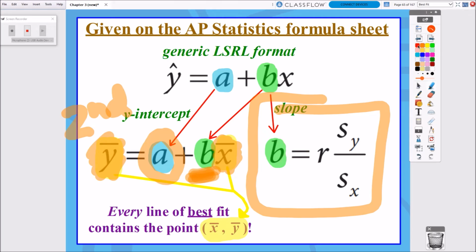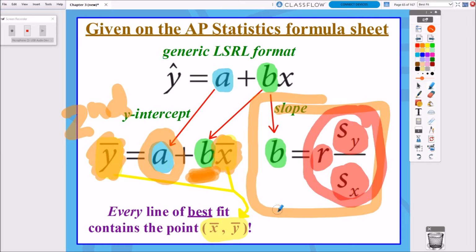So what do we need to know for the slope? We need to know the correlation, and we need to know the standard deviation of the response variable and the standard deviation of the explanatory variable in that particular order. If you flip-flop these two standard deviations, there's a really good chance you're not going to get the correct slope. So first you're going to plug these numbers into your calculator, whatever they may be, and then you're going to get the slope. And then you're going to take that number and plug it in over here, and then you can get that y-intercept. All right? So let's practice one of these together.